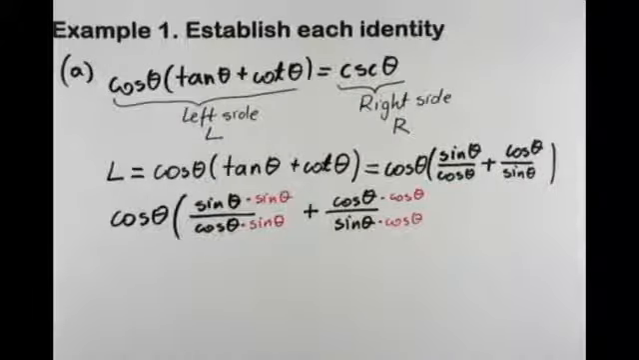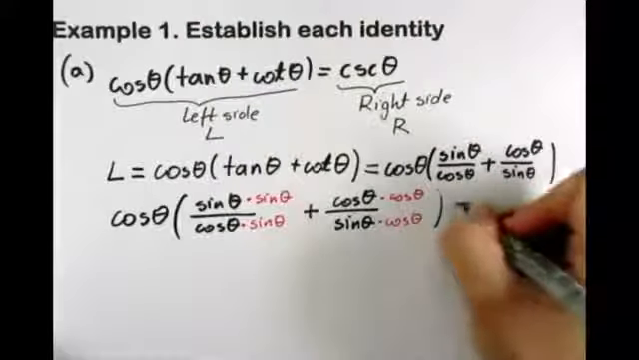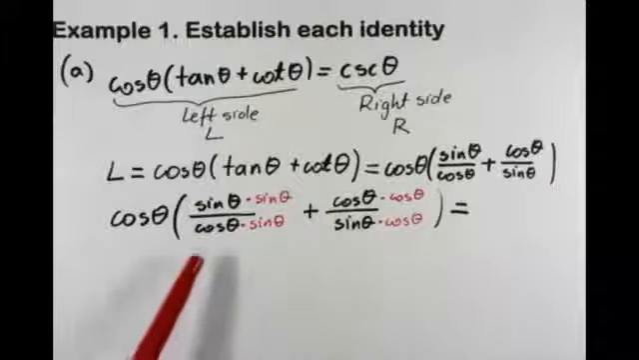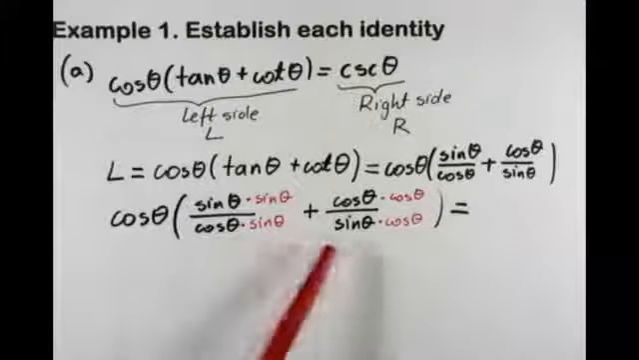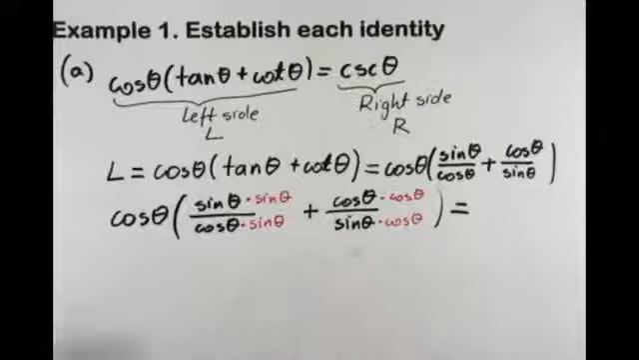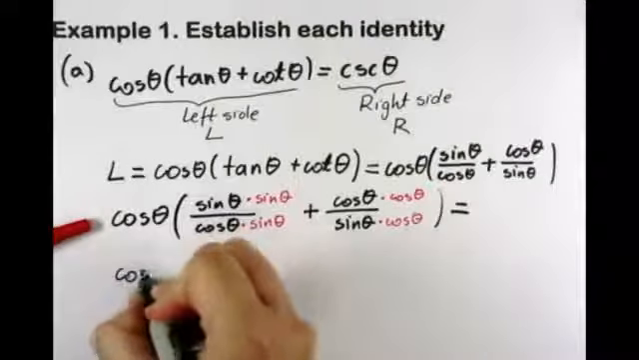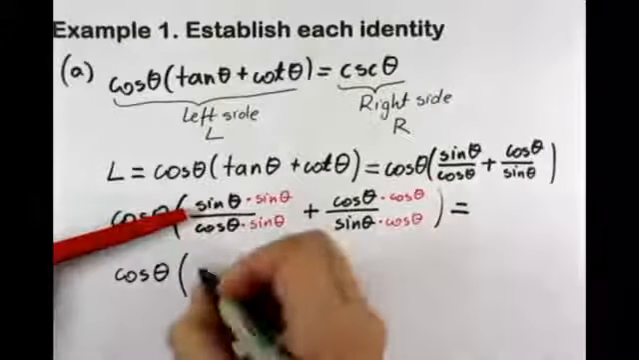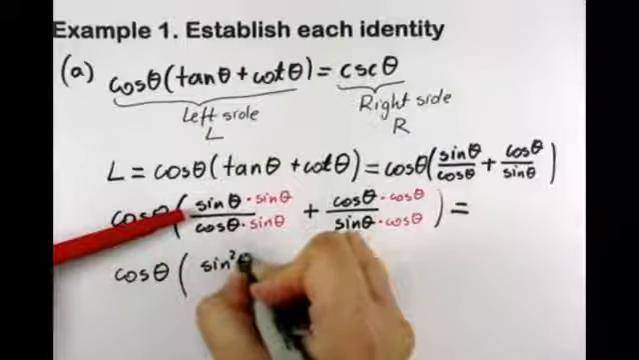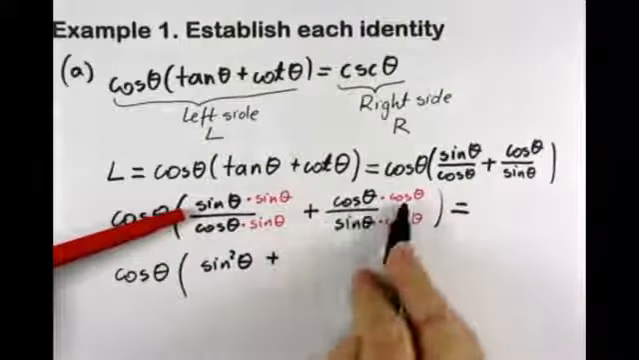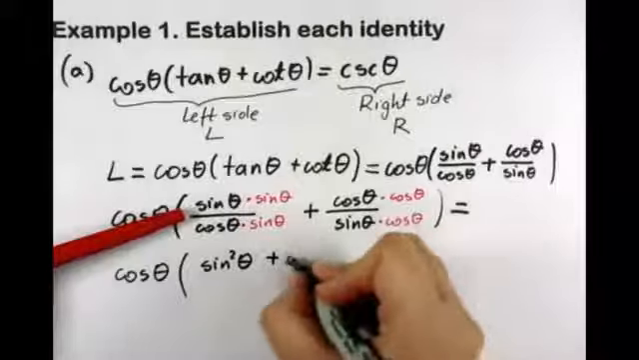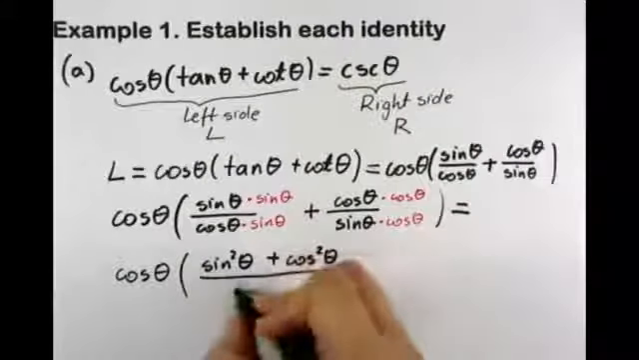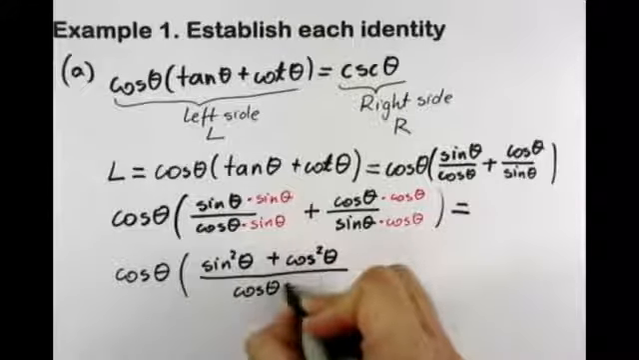Okay, so now what I'm getting? Now I have the same common denominator. The common denominator is cos times sine, where sine times cos is exactly the same. So what we have, cos theta, and I'm gonna write it as one bracket, sine times sine gives me sine squared theta, plus cos times cos gives me cos squared theta, over my one denominator, so this would be cos theta sine theta.